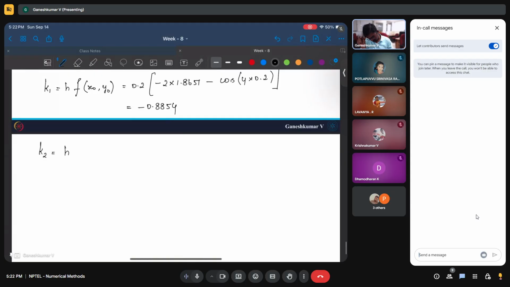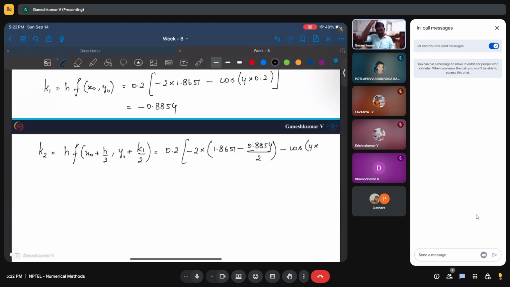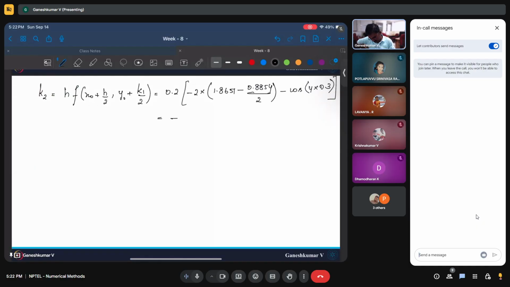And k2 is h times the function of x naught plus h by 2, y naught plus k1 by 2. I will just directly substitute it here, minus 2 into 1.8651 minus 0.8854 divided by 2 minus cos of 4 into, now x naught is 0.2 and h by 2 is 0.1, so it's going to be 0.3. Okay, so this k2 will be 0.6414 if you do the calculation.